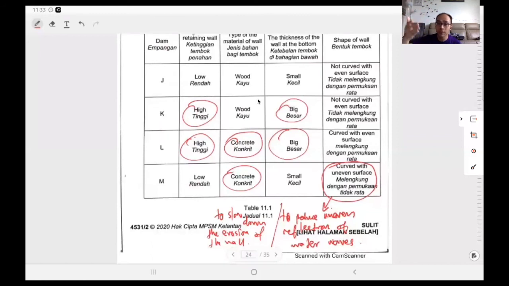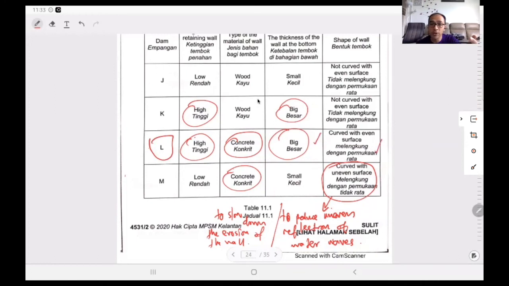And also to avoid erosion of the wall, because when you have too much going on an even surface, there is a possibility for it to break faster, if it is even. So this is the problem. It seems L is the one that fulfills this. L is the one that fulfills this. But it only fulfills 3 out of the 4.